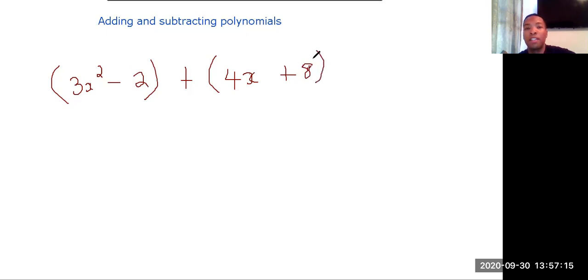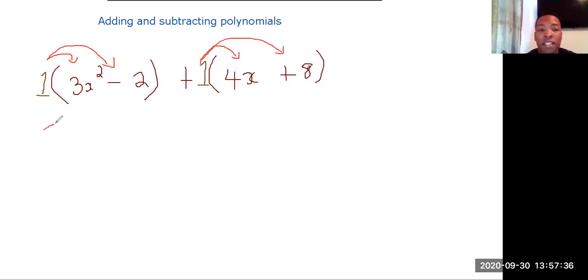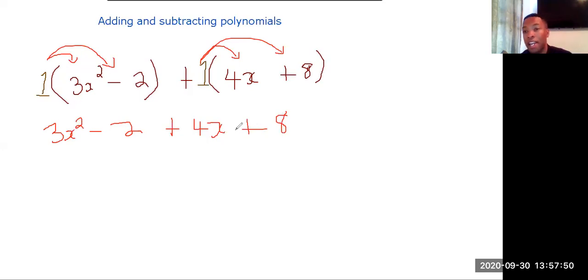So I have these in parentheses, and they're there to confuse you. For example, we know that there's an imaginary 1 right here. I just don't need to put it. Just like I would regularly with the distributive property, I would do the distributive property for these so I could get rid of the parentheses. In reality, this is saying 3x squared minus 2 plus 1 times 4x is 4x plus 8. And then I would go through and combine like terms.